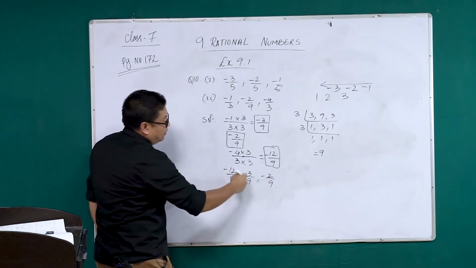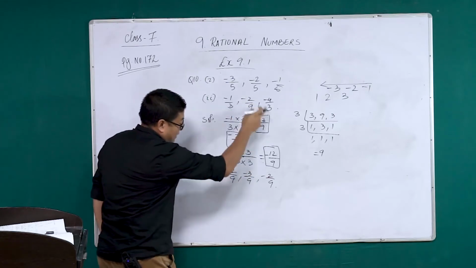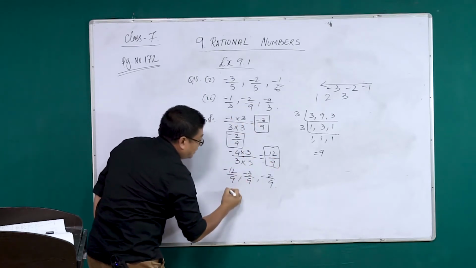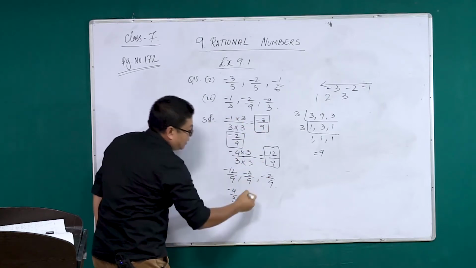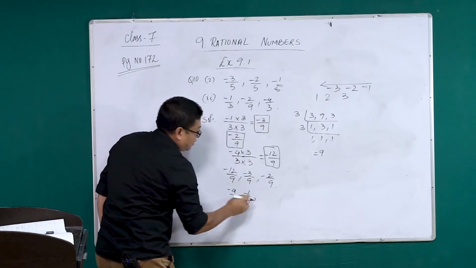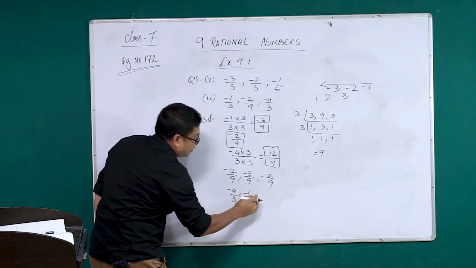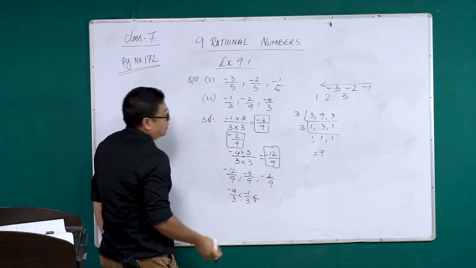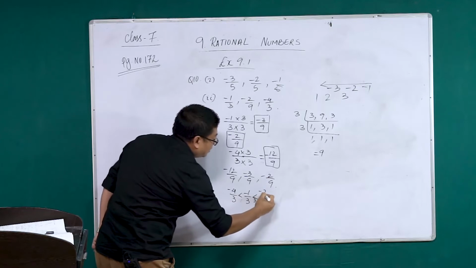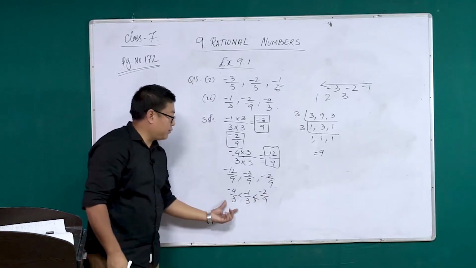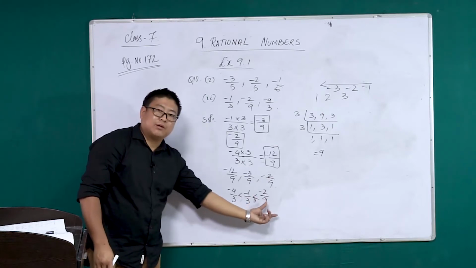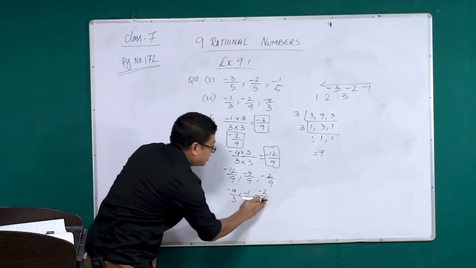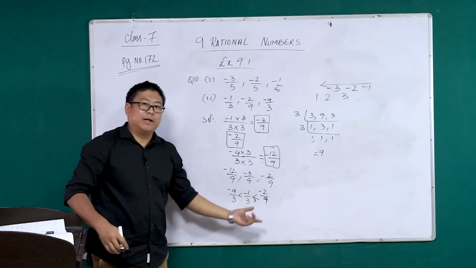Or, if you want to write exactly as this, minus 12 by 9 is nothing but minus 4 by 3. Minus 3 by 9 is nothing but minus 1 by 3. You can write this in this order. This is ascending. And finally, minus 2 by 9. This means minus 4 by 3 is less than minus 1 by 3. Minus 1 by 3 is less than minus 2 by 9, all right?